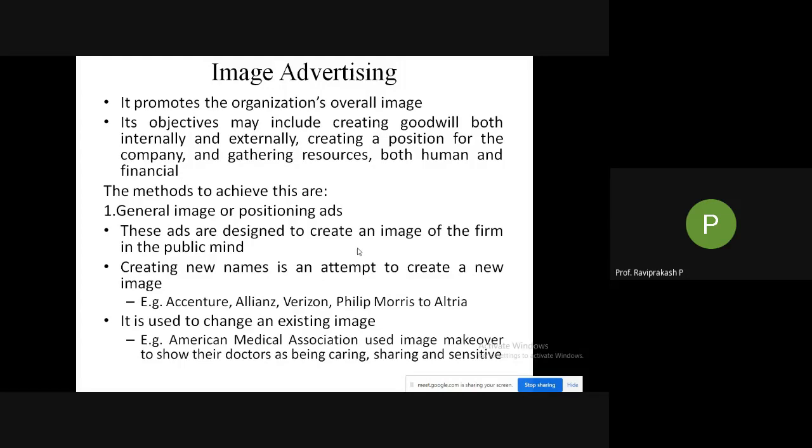So here we are trying to change the name of the companies.